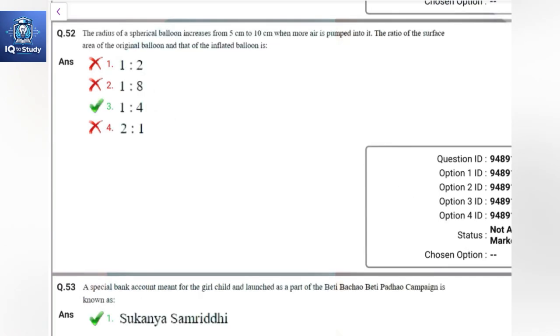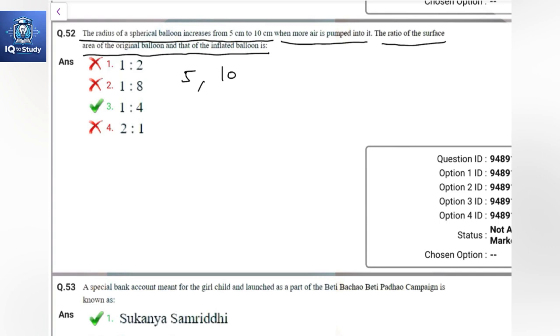1987. The radius of a spherical balloon increases from 5 cm to 10 cm when more air is pumped into it. The ratio of the surface area of the original balloon and that of the inflated balloon is? Given, the radius is 5 and 10.